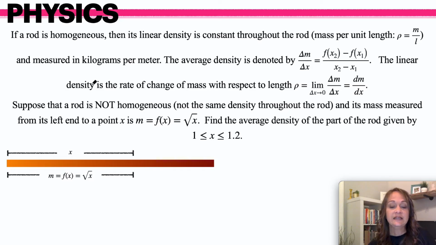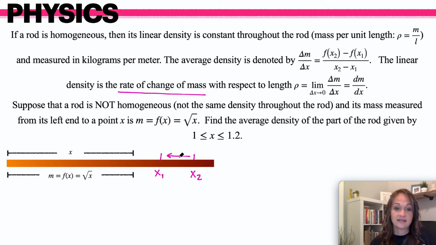Now the linear density is the rate of change of mass, which is where you would get the derivative. As you take two different lengths, like let's say you had x of 1 here, and let's say you had x of 2 here. If you make the second x get closer to the first x, the difference being very close to 0, then you would end up getting the derivative.